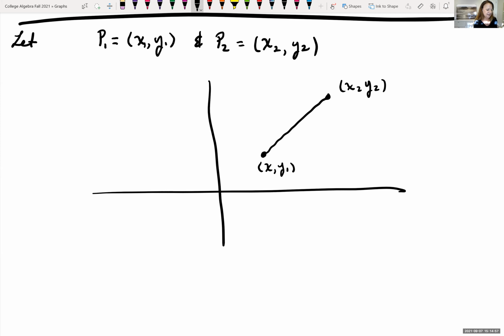Okay, well, let's look at this. This point right here, my x sub 1, that's where this value is right here. My y sub 1 value is the height of that first point. If I look at my second point, I know my x sub 2 value is right here, and my y sub 2 value is right here.